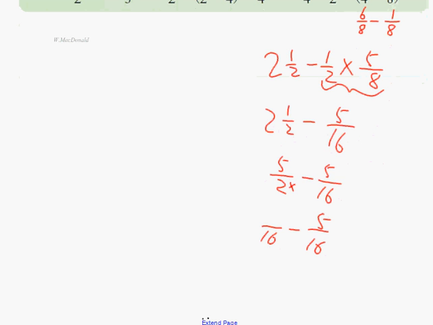What fraction is equivalent to 5 halves that has a denominator of 16? It is 40/16. Now I have 40/16, and I take away 5/16. I would have 35/16 left in total, which as a mixed fraction would be 2. That's 32/16, and 3/16 left over.